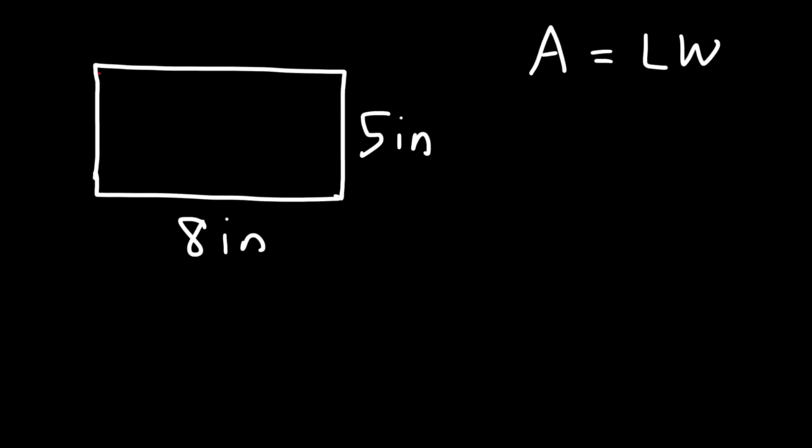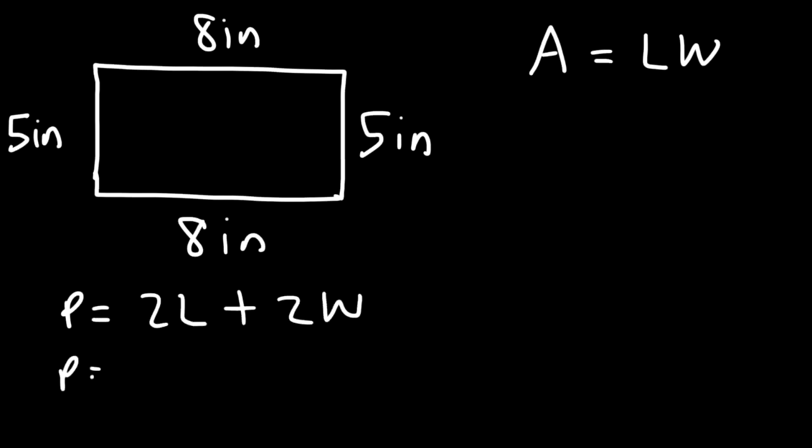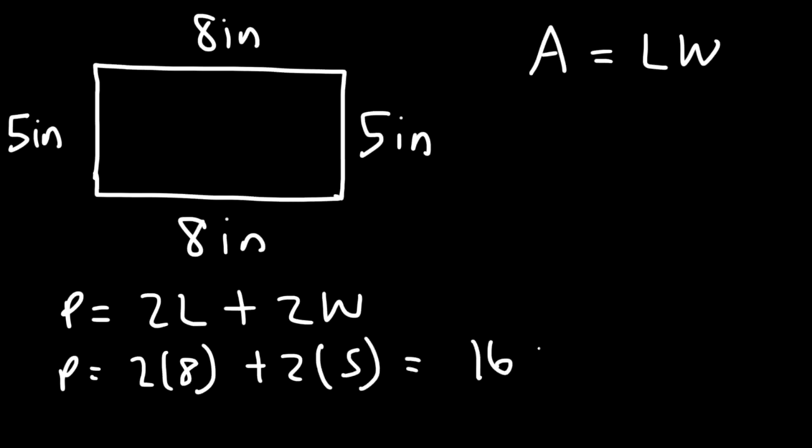In order to calculate the perimeter, you need to determine the total distance around the rectangle. Now, if this side is 8 inches, the side across it must be 8 inches. And if the right side is 5 inches, the left side must also be 5 inches. And so the formula for the perimeter of a rectangle is 2L plus 2W. It's twice the value of the length, which is 2 times 8, plus 2 times the width. And so we're going to get 16 plus 10, and so this is going to be 26 inches. It's not 26 square inches.